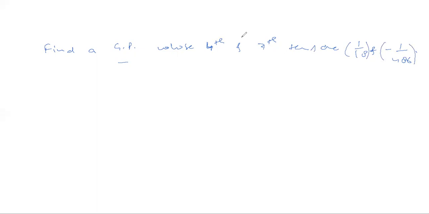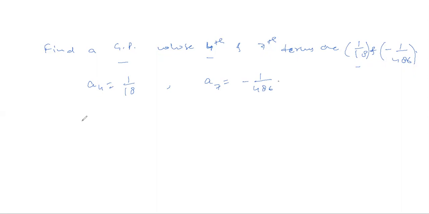Actually, this writing is horrible, but you need to understand. It will be whose fourth and seventh terms are 1 upon 18 and minus 1 upon 486. So write the fourth term as a4 equals 1 upon 18, and a7 will be equal to minus 1 upon 486.